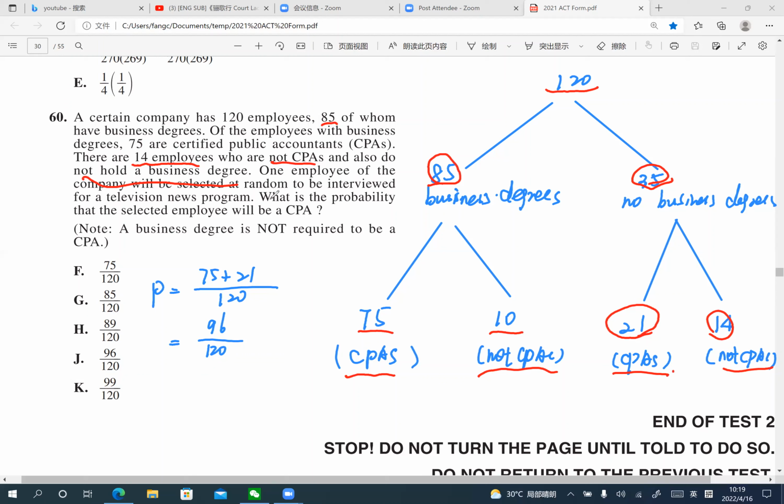So the question, what is the probability that the selected employee will be a CPA? So the probability should be equal to the number of employees who are CPAs divided by the total number of employees. So the number of employees who are CPAs equals 75 plus 21. So the numerator is 75 plus 21, which is 96. The denominator is 120. So question 60, we should choose option J.